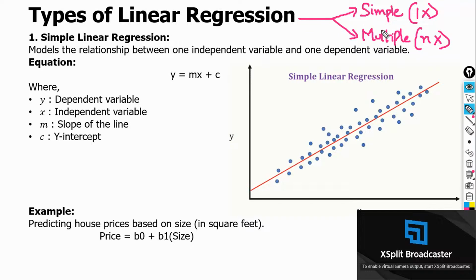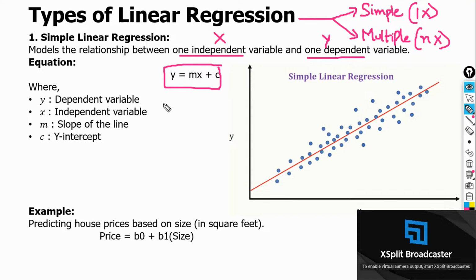Okay, I hope it's making sense. Now let us understand simple linear regression, and we'll also come up with an example. If we are going to establish a relation between one independent variable x and one dependent variable y, that is called simple linear regression.